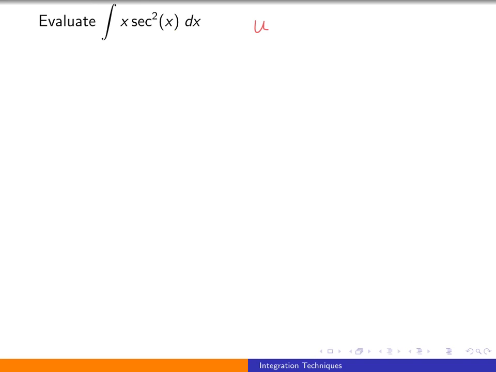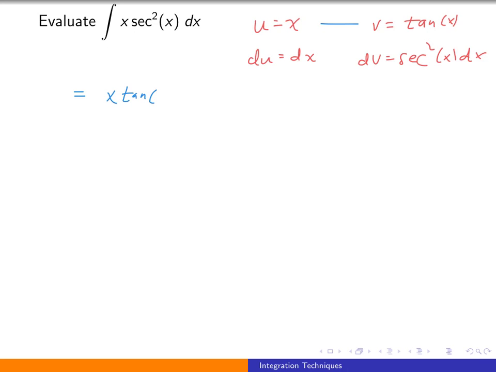So if we let u be equal to x, and dv is secant squared, so v is the antiderivative of secant squared, which is tangent, and du is dx. So integration by parts tells us that this is equal to uv, so x tangent x, minus the antiderivative of v du, so minus the antiderivative of tangent of x.